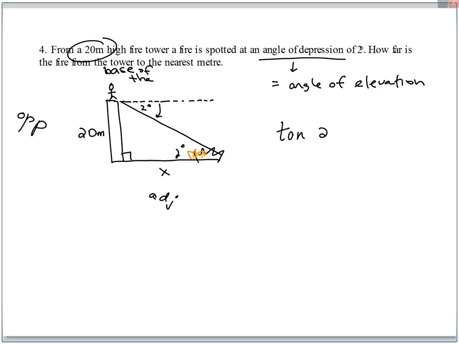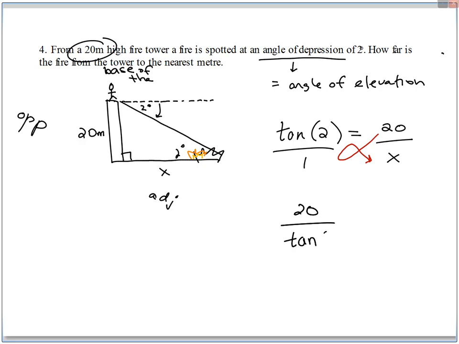Angle. So tan 2 degrees equals opposite over adjacent, TOA. So what goes on top? 20. What goes on the bottom? X. If I'm solving for sides, I'll put a little 1 here to help me with my cross multiplication. Cross multiply, always times the 2 numbers, divide the thing across x. 20 times 1, what's 20 times 1? Just 20. Divided by tan 2 is x.